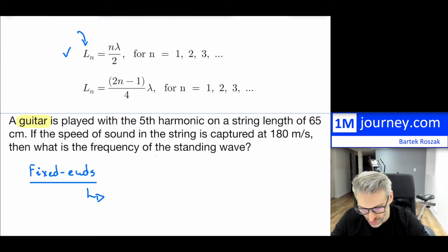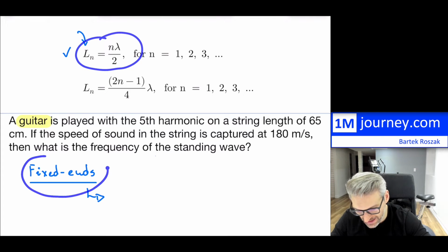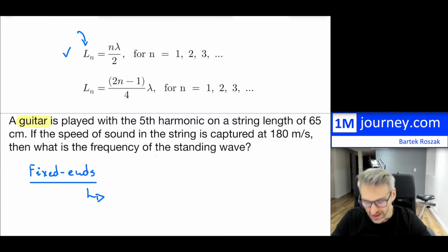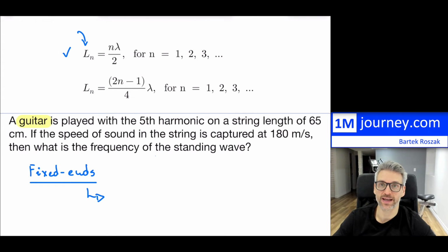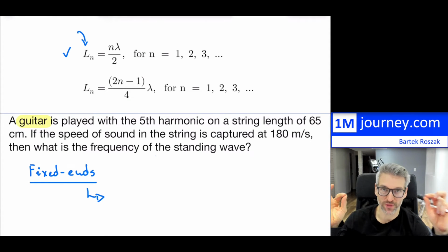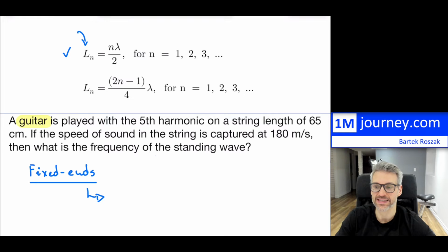Now, there are two equations. This first one is related to fixed ends and open ends, and this second one is related to a fixed end and an open end, meaning one is fixed, one is open. The first one is when both ends are fixed or both ends are open. So we're going to be using this equation for this example.